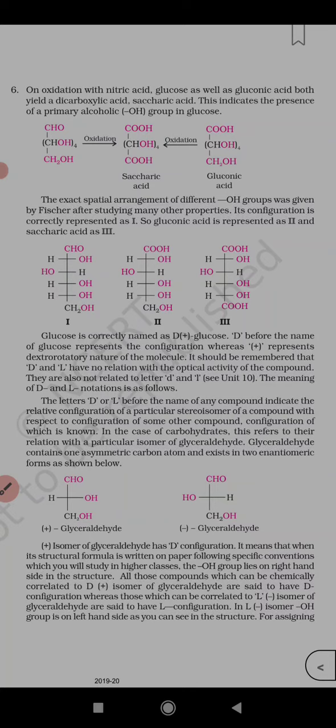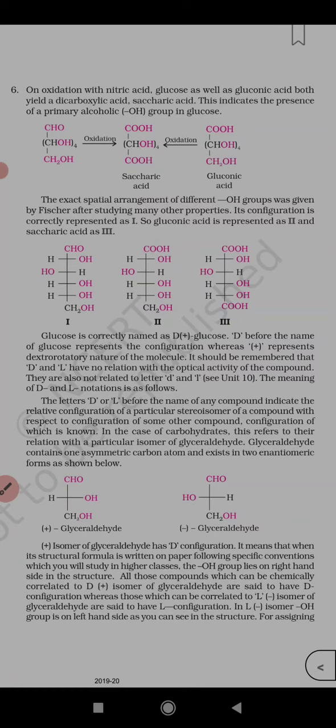Also, the structure of glucose and glyceraldehyde is written in a way that the most oxidized carbon is at the top. Now let's talk about the cyclic structure of glucose.